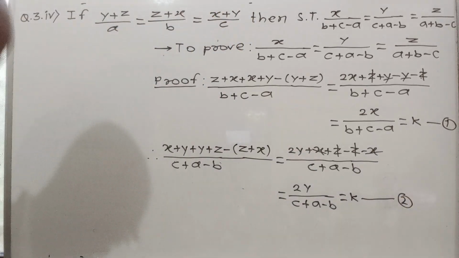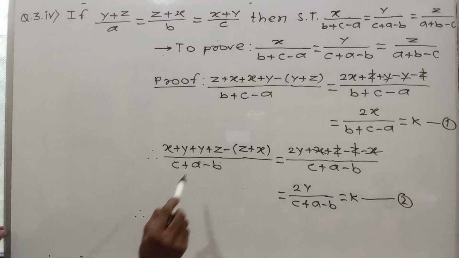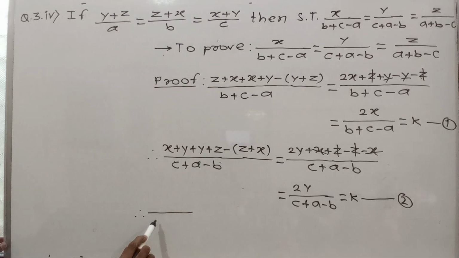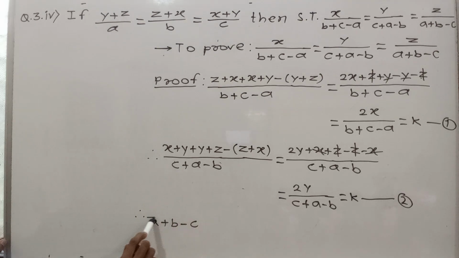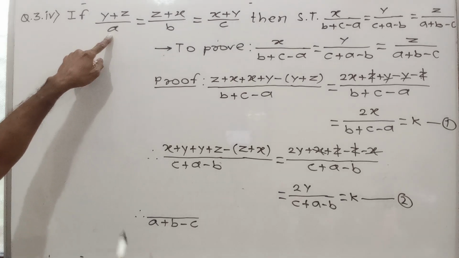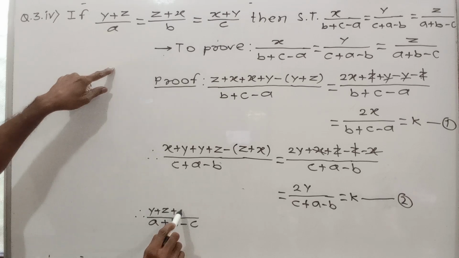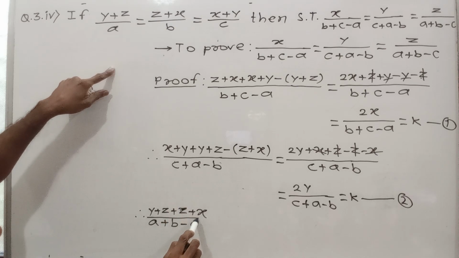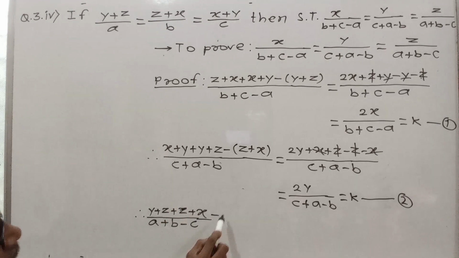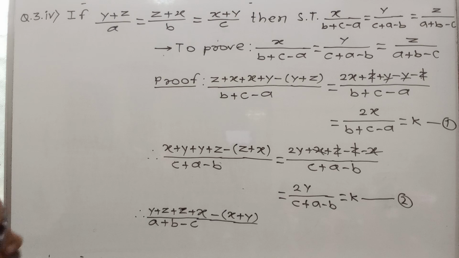Now I will take the third denominator. What is the third denominator? a plus b minus c. Okay. Then what is the numerator of a? y plus z, plus numerator of b, z plus x. This minus sign, minus numerator of c, x plus y. Did you understand?